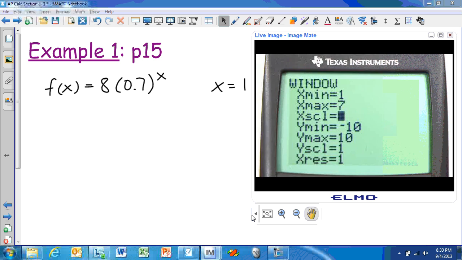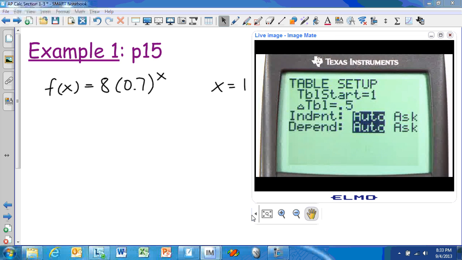For the y values, if you're not sure on this function what a decent window would be, they gave you a picture of it in the book, so obviously you can use that to help you out. But if you're not sure, one way you can come up with a decent window for this is to go to your table and set up your table first. So we're going to go to our table setup. I'm going to start out my table at my x min, which was 1. And I'm going to set my change in my table to my x scale. As long as I've set those two with decent numbers when I set up my window, this will work pretty good here. I'm going to leave these two at auto because it will automatically generate a table for me.